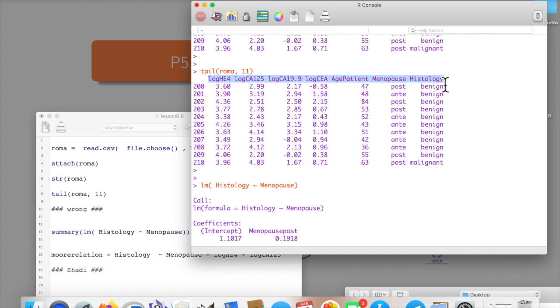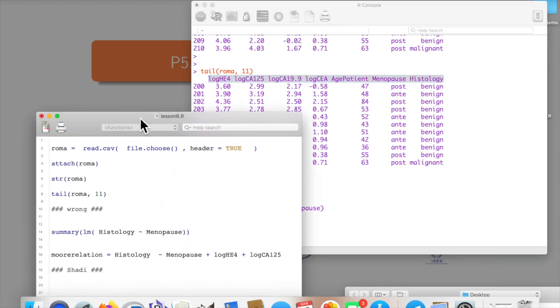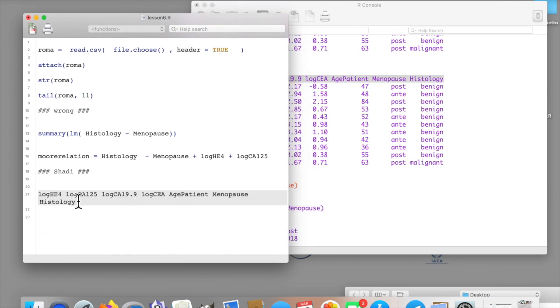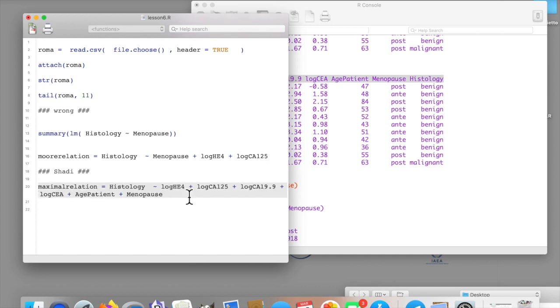So we copy all again, I put it here. This is the histology tilde, the first plus the second plus the third plus the fourth, fifth, and last possible covariate of the study. And this is the maximal relation which we can consider. Well, of course, this is an additive model without interaction. Of course, interaction is possible, and we will check for it.